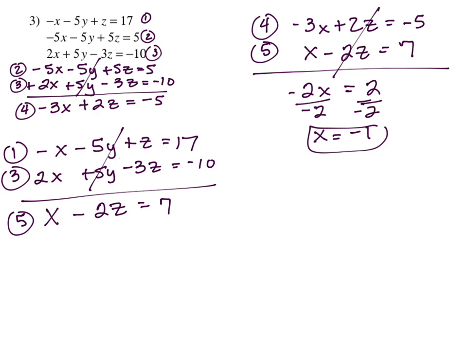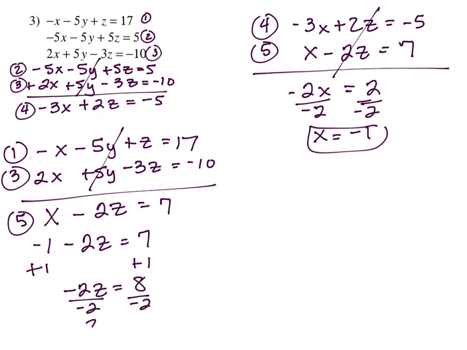4 and 5. Mixed review. How about 5? Into equation 5, I'm going to put negative 1 for x minus 2z equals 7. That means I add 1 to both sides. Negative 2z equals 8. Z must be negative 4. Now, pick equation 1, 2, or 3.